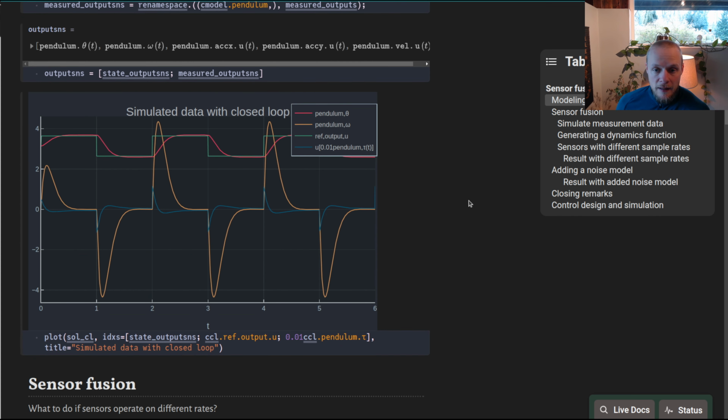Then I have some data I want to perform filtering with. So here I have run the pendulum in closed loop with an LQR controller. We're not going to talk about the LQR control design in this video. If you're interested, it's available here in the end of the notebook. You can go and check it out.